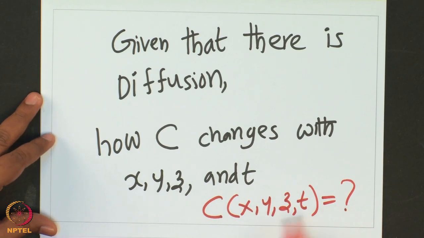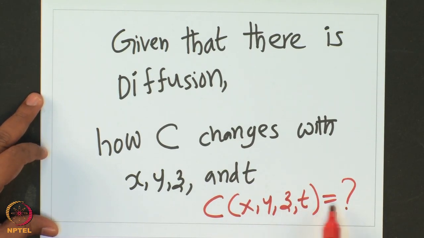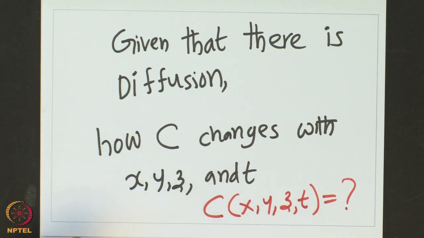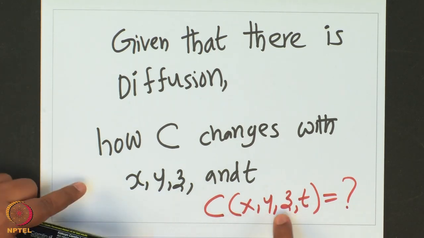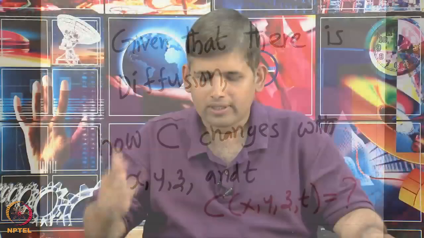Can we get this function if we know some initial and boundary conditions? Can we get this function given diffusion? What is the equation that will be obeyed by this C? That is the question that we would want to address.